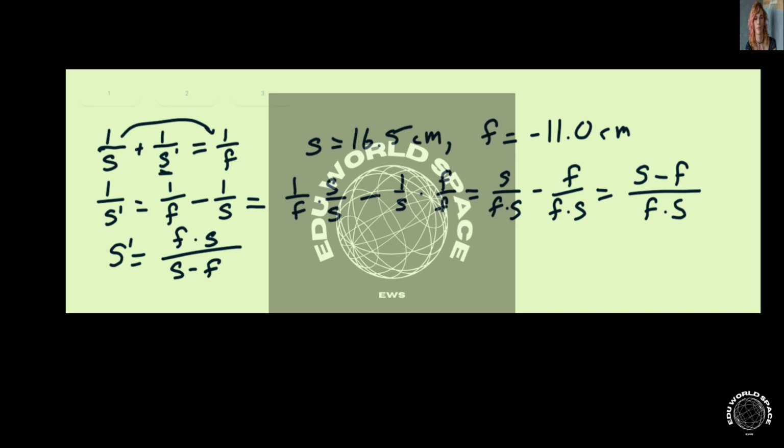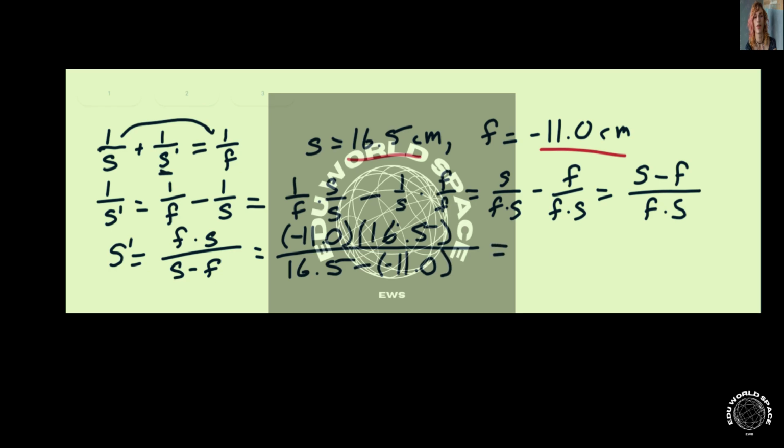And we know both of these numbers, s and f, so we can just plug them in. And we get minus 11 times 16.5 over 16.5 minus 11. And just plugging that into a calculator, we get that s prime is negative 6.6 centimeters. I'll box that in red.